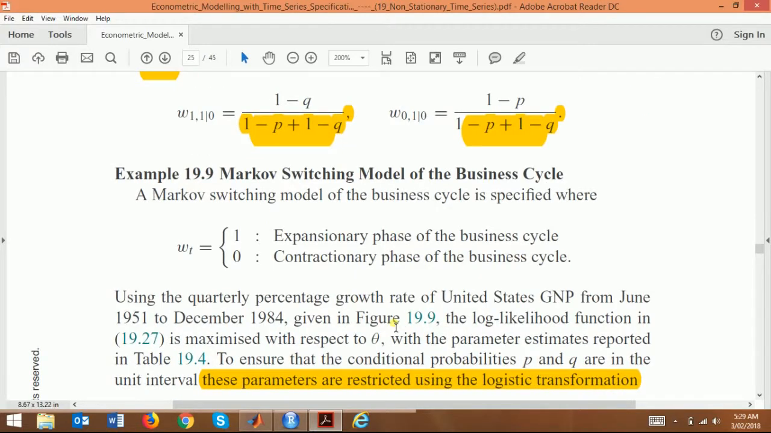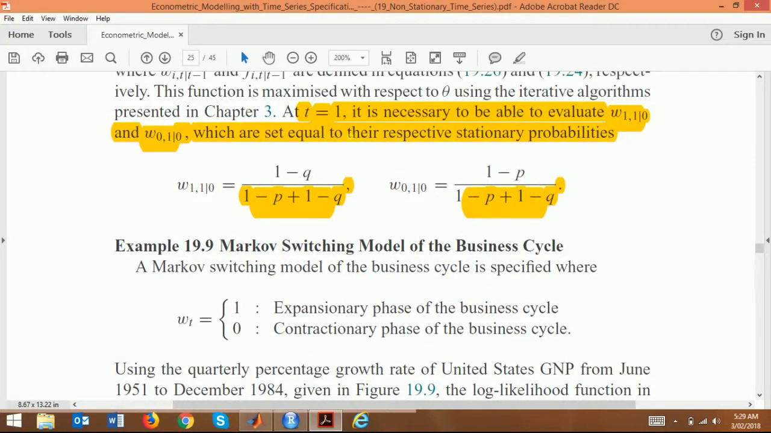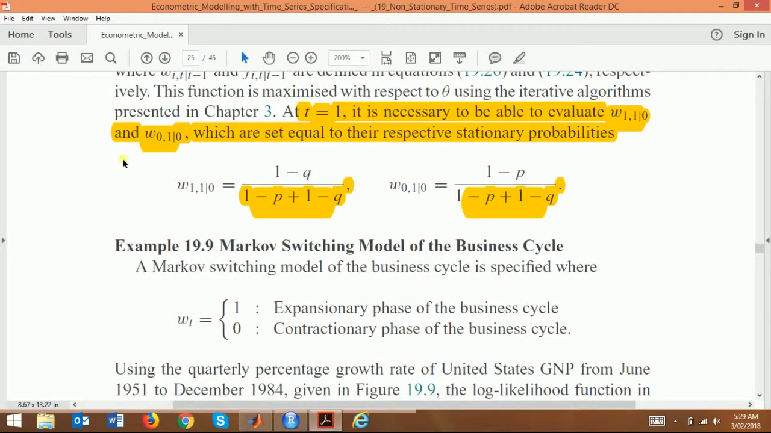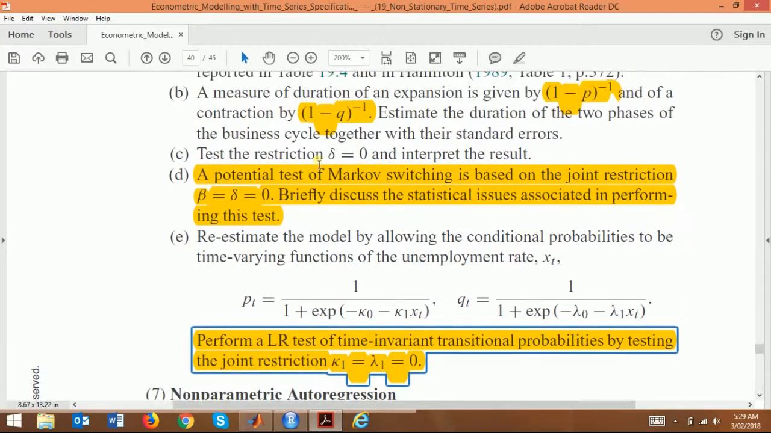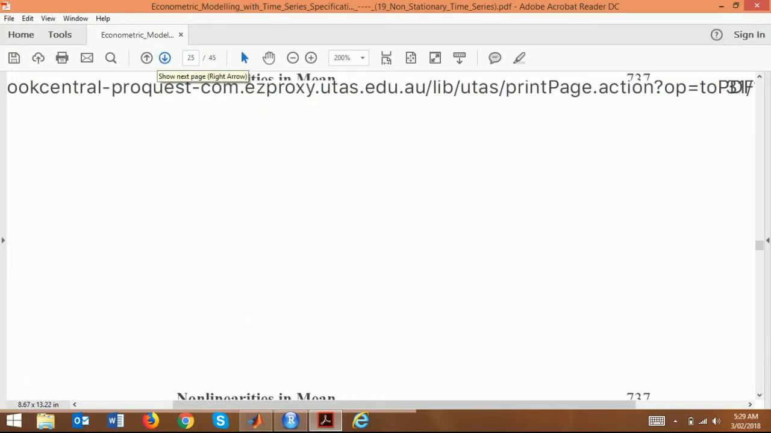Then stack them together. So finally we have this representing omega 1 and omega naught, and expansion and contraction is, so 1 minus p inverse is expansion, 1 minus q inverse is contraction, if I am correct. So let's go back to page 40. Yeah, 1 minus p is expansion, 1 minus q is contraction. Let's go back to 25.